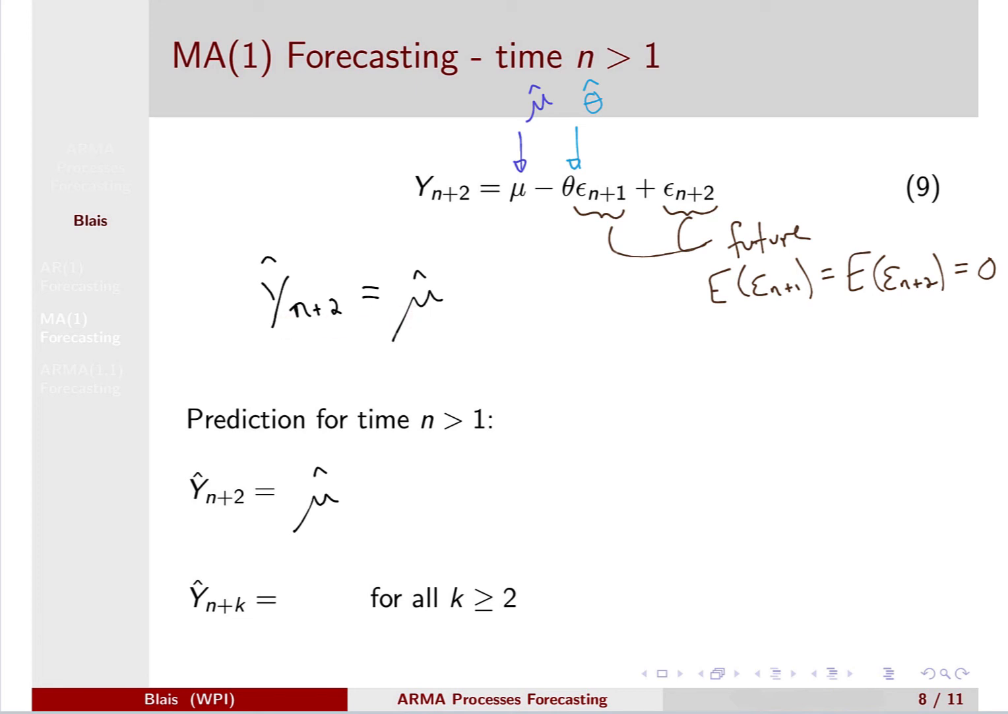And this holds true if you look further into the future. So if we look at yn plus 3, your epsilon n plus 2 and epsilon n plus 3 are again future white noise terms. And so we have the same approach where your predictor of them is 0, their mean. And so we have mu hat being the estimate of yn plus k for k greater than or equal to 2. And you can also see the autocorrelation structure of the MA1. Remember that it drops off to 0 after lag 1. And so you see that reflected here.